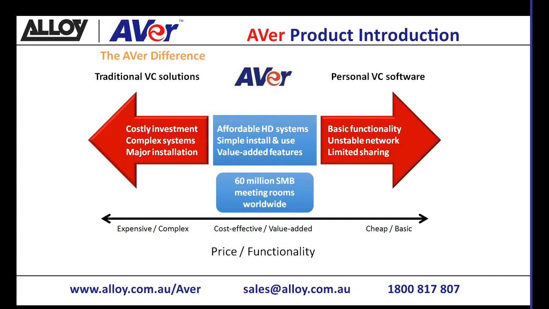So smack bang in the middle, we have Ava again. Ava is very affordable. It's a full HD system. It's simple to configure, simple to use, and it has all the features that a higher end system does.